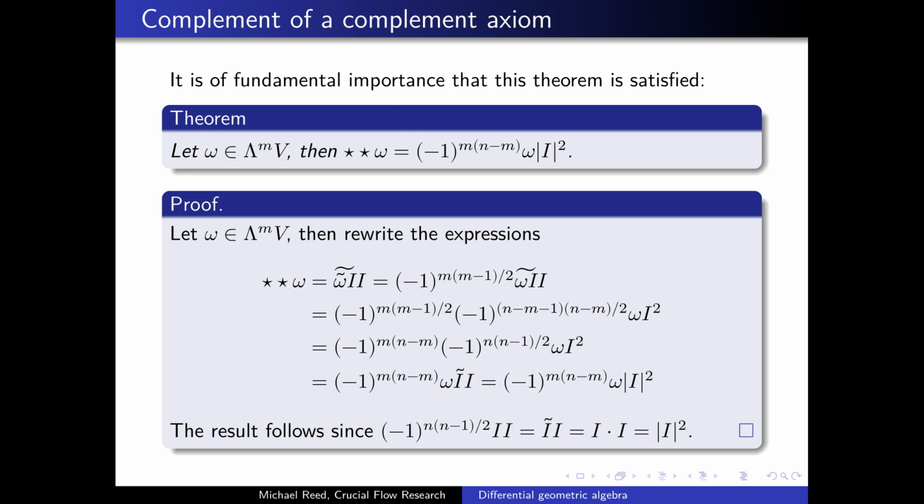And now we have the result. Actually, that is the result of the theorem, and the result follows because (-1) to the n times (n minus 1) over 2 times I squared is the reverse of I times I, or the inner product of I with itself, or the absolute value squared of the pseudoscalar. So the theorem is proved.